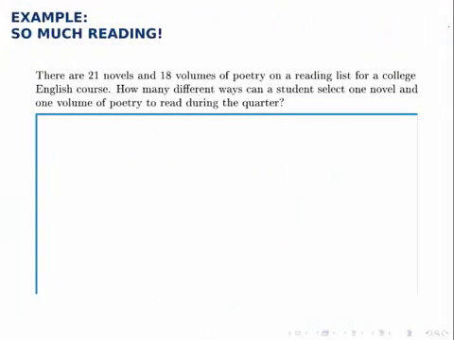There are 21 novels and 18 volumes of poetry on a reading list for a college English course. How many different ways can a student select one novel and one volume of poetry to read during the quarter? This example uses the fundamental counting principle. And the fundamental counting principle says if we're making two choices and we know how many ways there are of making each choice, we multiply those two together to get the number of ways of making the two choices in order. So we're choosing two things. We're choosing a novel and we're choosing a volume of poetry. There are 21 ways to choose a novel, 18 ways to choose a volume of poetry, so the number of ways to select both together is the product of those two, or 378.